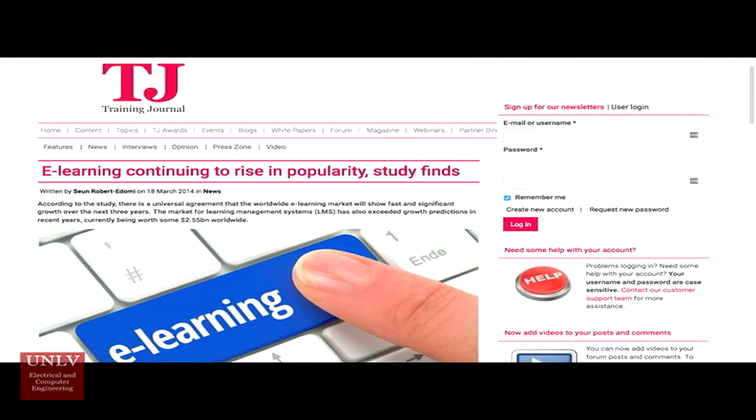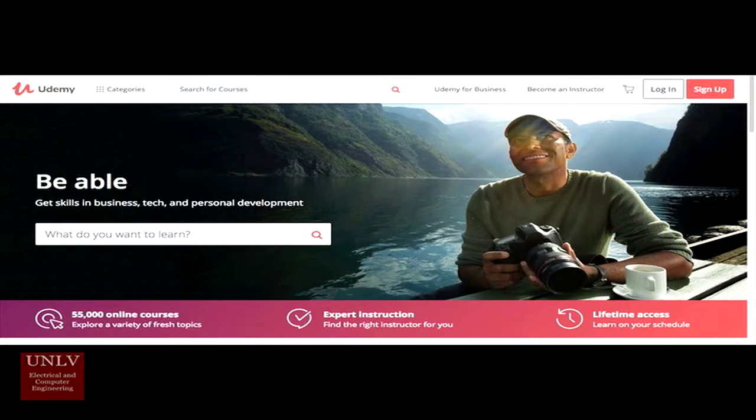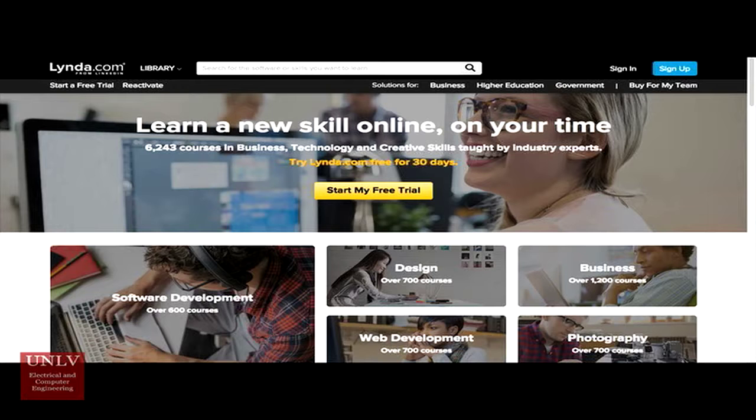Online learning and web classes have also exploded in popularity, as demonstrated by MIT hosting videos of many of their classes, massively open online classes such as Coursera.org, and training sites such as Lynda and Udemy.com. The democratization of knowledge is the future.